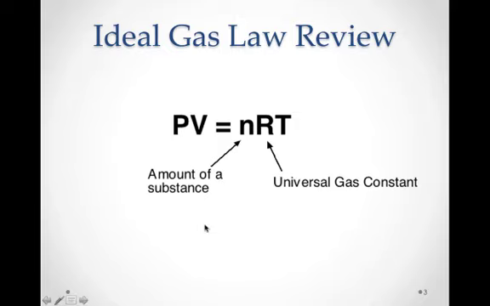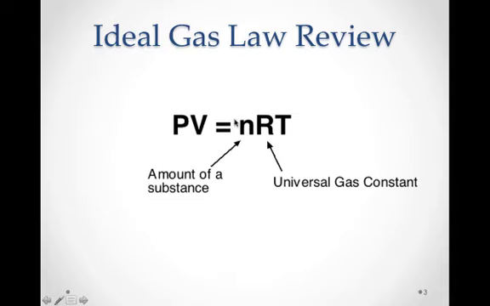To begin, let's remember our ideal gas law. PV equals nRT. We explored pretty closely the relationship between pressure, volume, and temperature. And we explored a little bit this idea of the number of gas molecules, also known as the amount of substance. But we need to take a closer look at what that quantity really is, n here, and also why we need the universal gas constant in our ideal gas law.